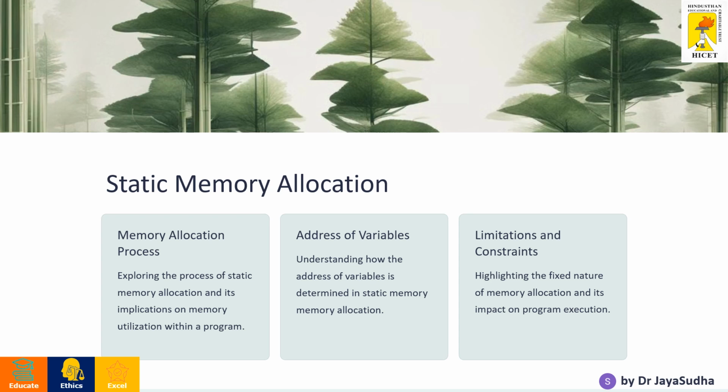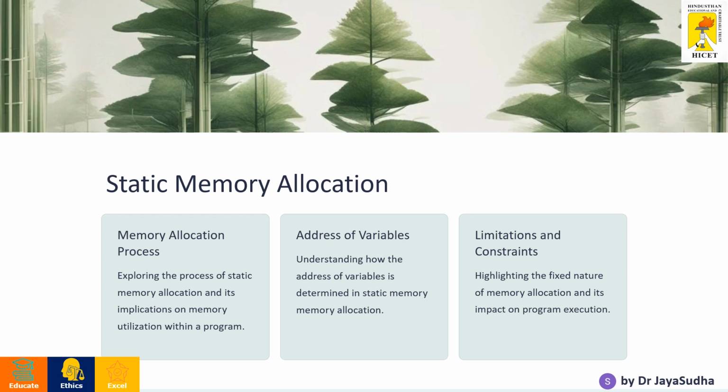Memory allocation process. Static memory allocation occurs at compile time, where memory is allocated for variables before the program execution begins. In statically allocated memory, the size and location of variables are determined during the compilation phase based on their data types and declarations. Once allocated, the memory remains fixed throughout the program's execution, making it suitable for variables with fixed sizes or lifetimes.